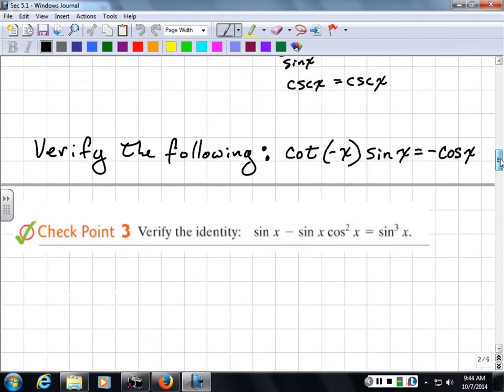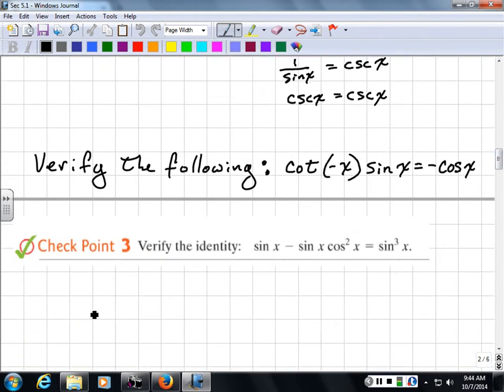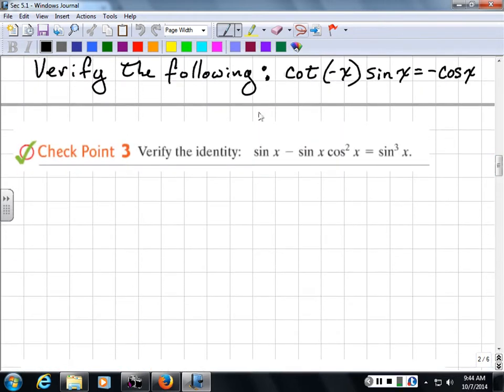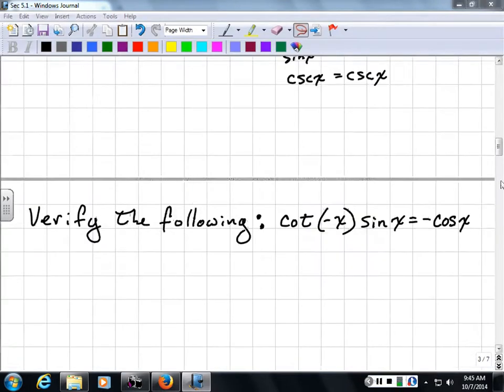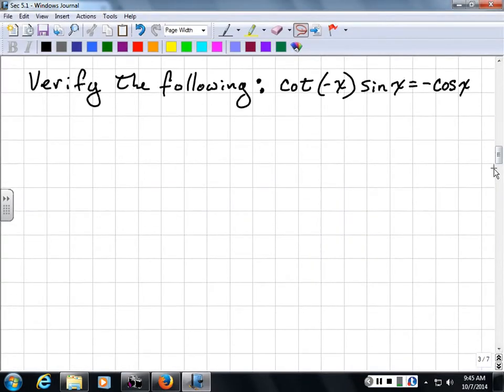So let's go down here, and let's go ahead and look at this. I want to verify the following identity. In other words, I want you to show me that the cotangent of negative x times the sine of x is in fact equal to a negative cosine of x. That's what I want you to do.